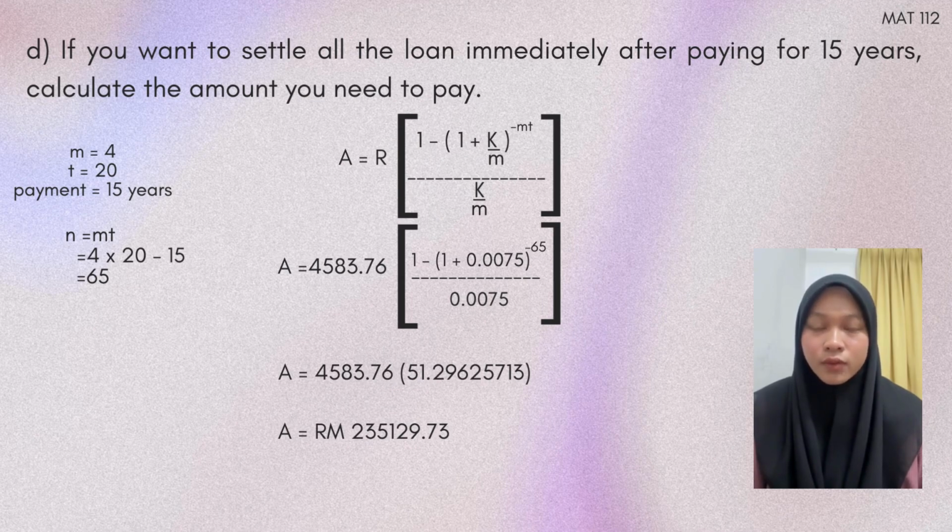Then after we calculate the bracket, A equal 4,583.76 multiply 51.29625713. Let's recalculate and get the answer. A is RM 235,129.73.